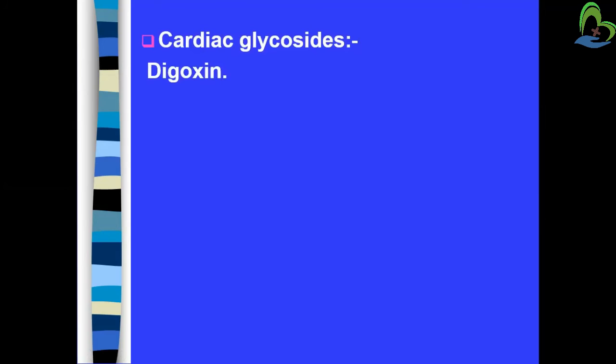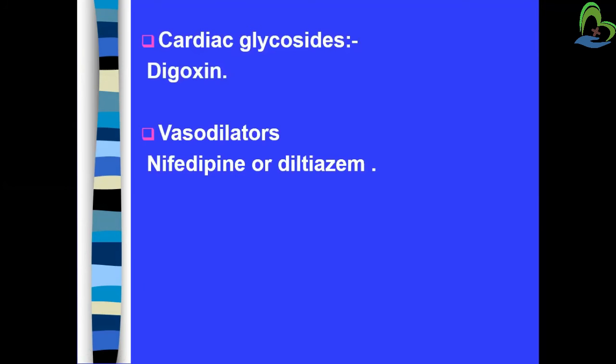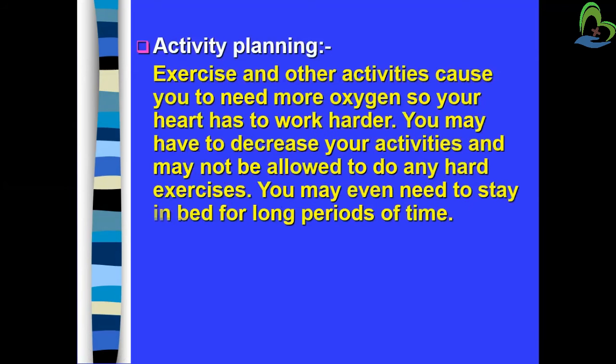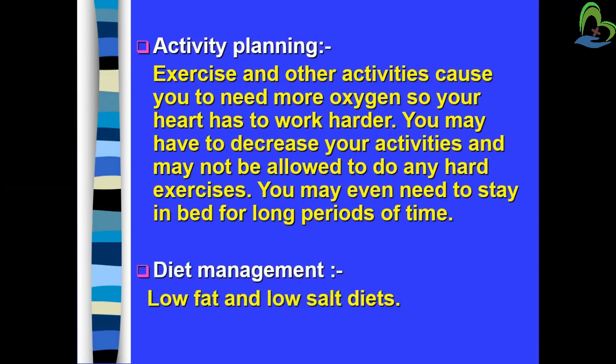Next, cardiac glycosides, in that digoxin can be given. Vasodilators to treat the pulmonary vascular constriction, in that nifedipine or diltiazem. And in the long term we are giving oxygen therapy, as we already saw. Activity planning we have to do, in that exercise and other activities have to be controlled, because as exercise and exhaustion occur there will be more demand for oxygen, so we have to manage that. Dietary management with low-fat and low-salt diets can be taken.